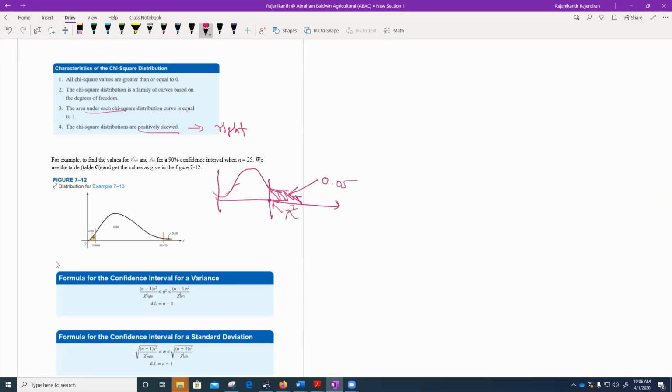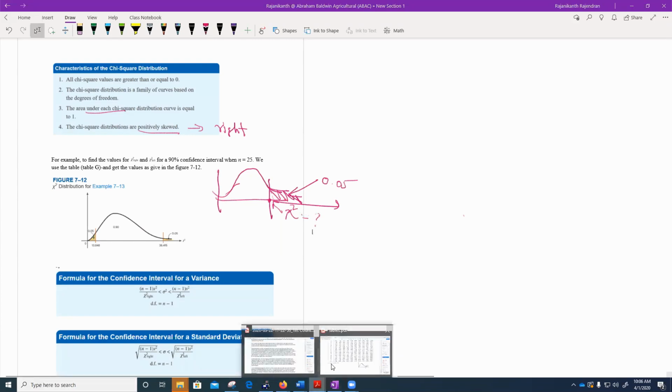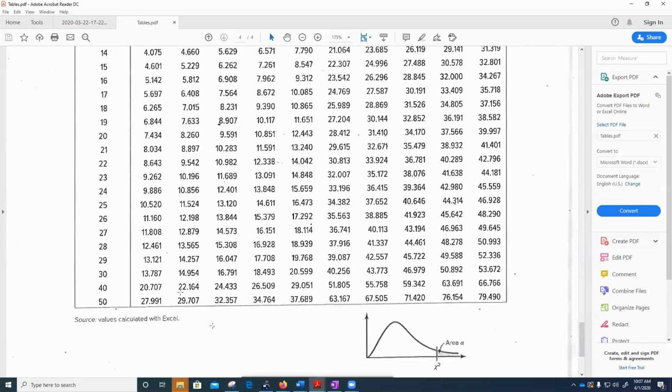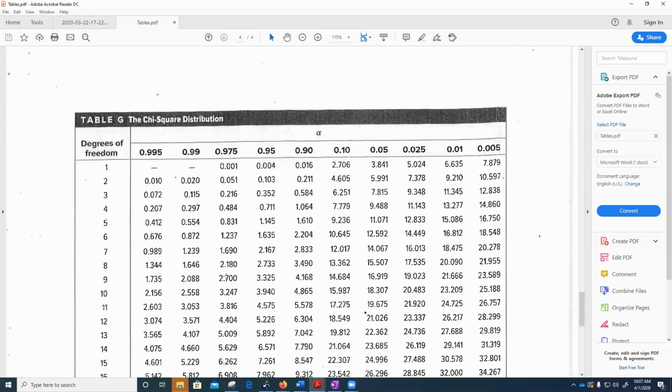Remember, in the normal distribution, we have to have the left area to find the point from the table. But here we are going to look at the chi-square value for the right area. Suppose you know the right area, then how do you find the chi-square value? Okay, let me show you that distribution table. You have to use table number G, the one I have given. So look at table G. Okay.